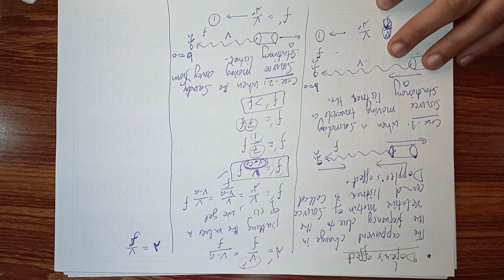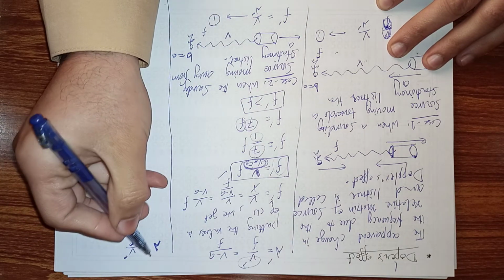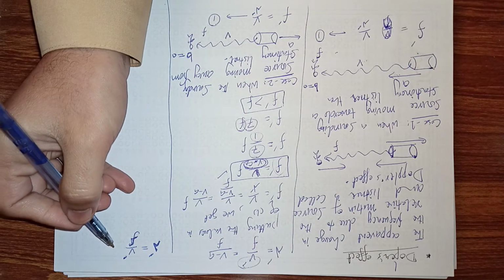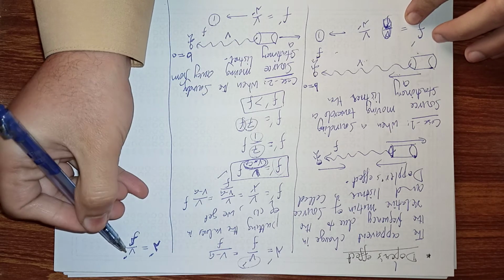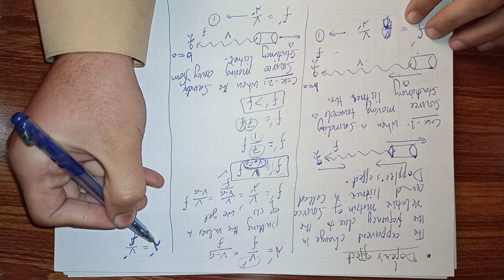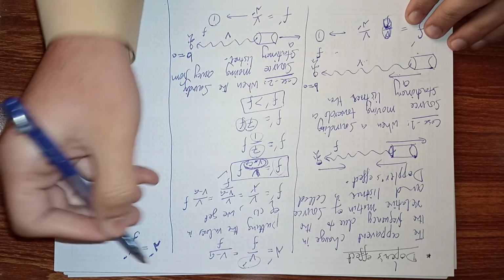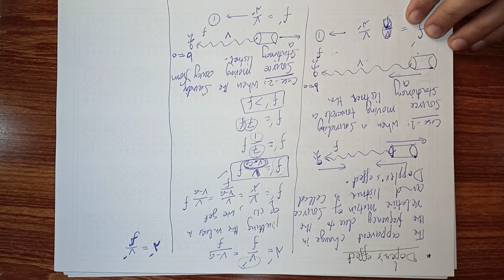Now remember here, speed and lambda are both directly proportional. So if the speed is increased, lambda will increase. If the speed is decreased, lambda will decrease. Speed and lambda are directly proportional. But look here in the diagram, the speed of sound v is moving towards the right, and the speed of the source is towards the left. So both are oppositely directed.